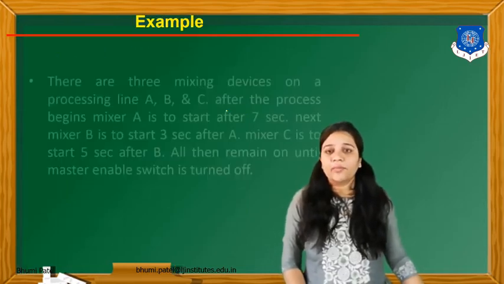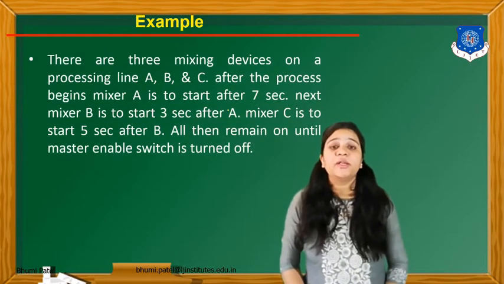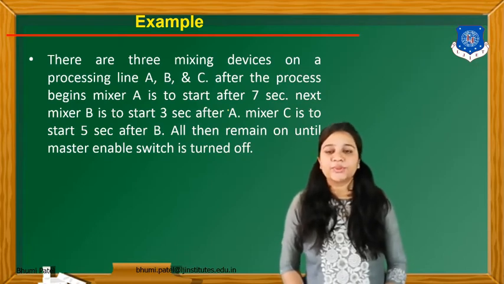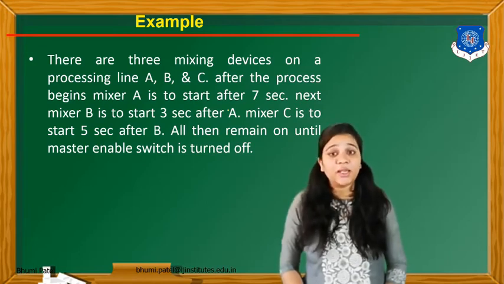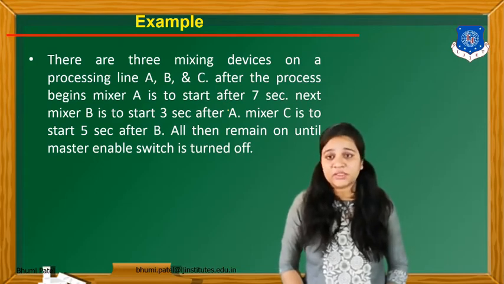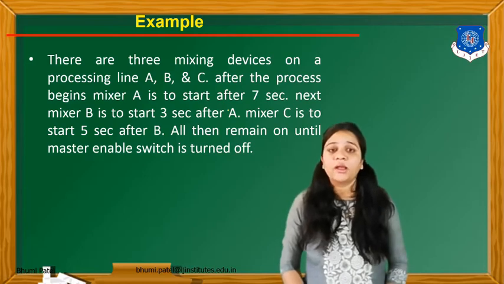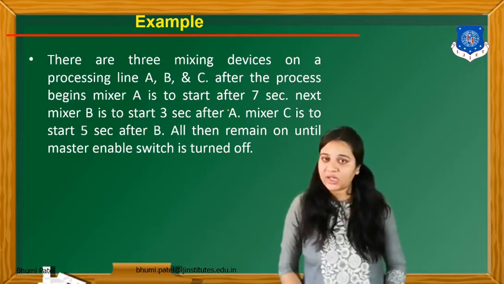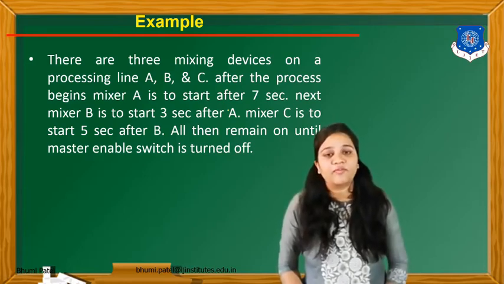Now the third example: there are three mixing devices on the processing line, A, B and C. After the process begins, mixer A is to start after 7 seconds. Next, mixer B is to start 3 seconds after A, and mixer C is to start 5 seconds after B.